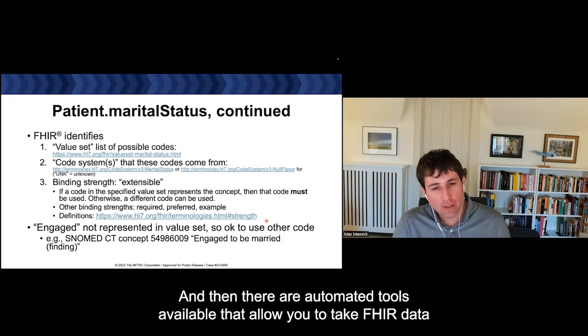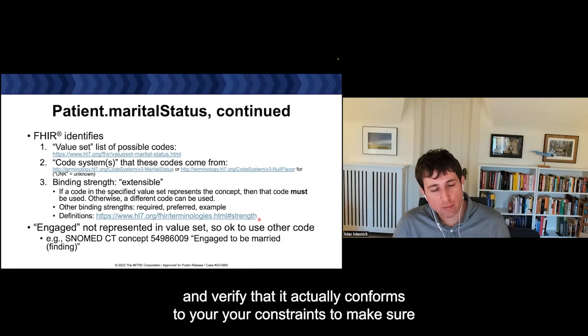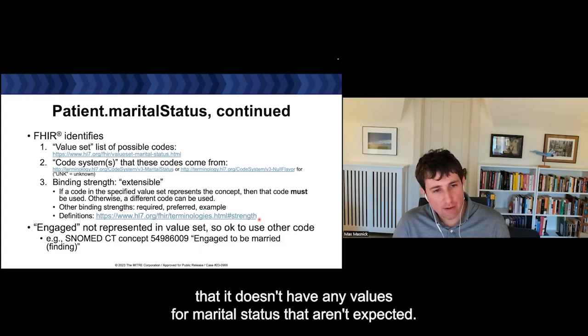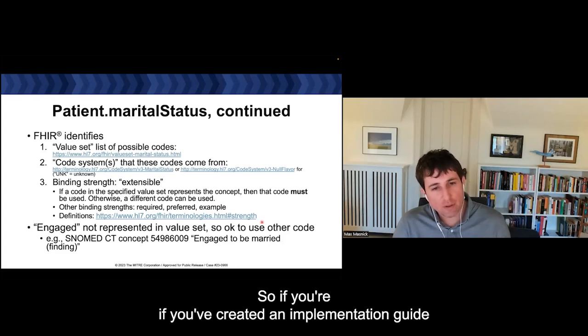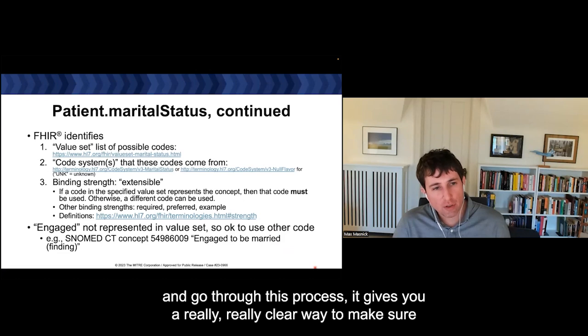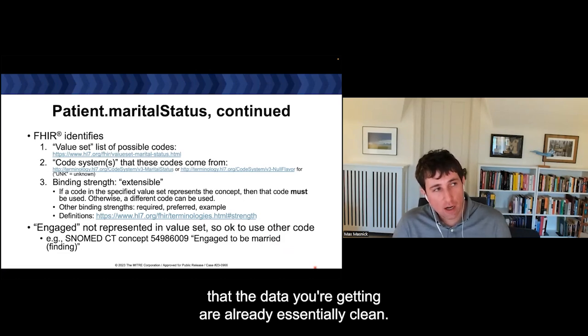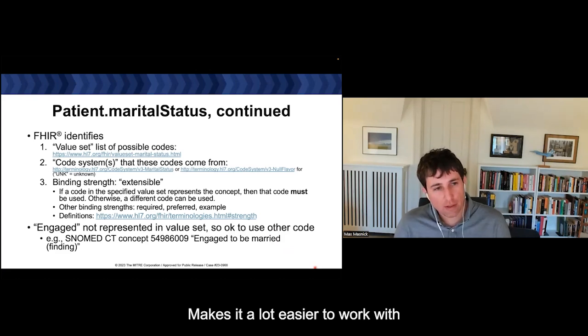And then there are automated tools available that allow you to take FHIR data and verify that it actually conforms to your constraints, to make sure that it doesn't have any values for marital status that aren't expected. If you've created an implementation guide and go through this process, it gives you a really clear way to make sure that the data you're getting are already essentially clean. Makes it a lot easier to work with the data for analysis.